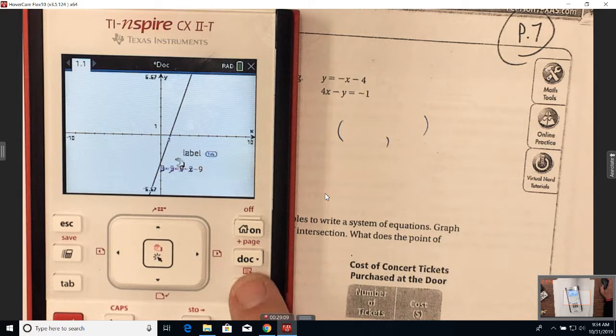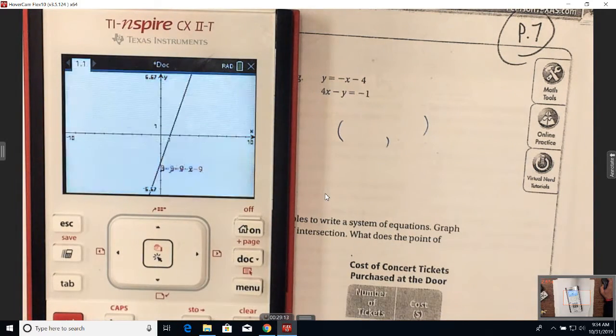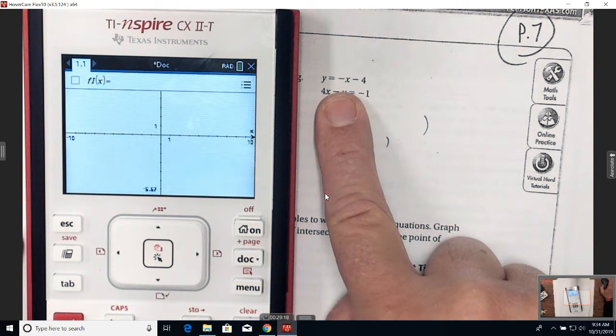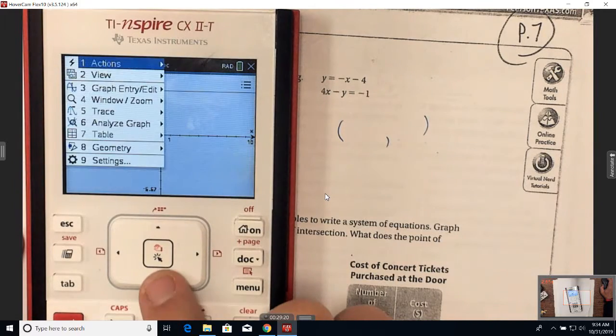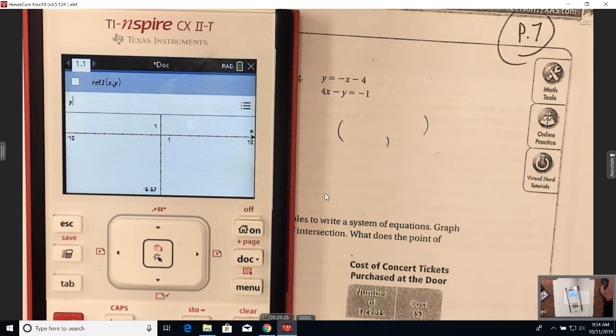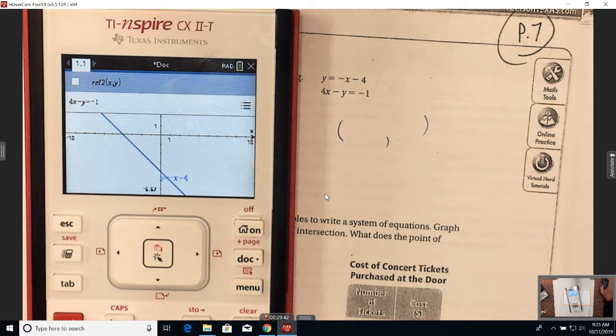So to graph this, I just go to Menu. Go to Home. Go to New Document. Don't save, and add a graph. And I want to graph this as a function or a relation. So I go to Menu, Graph Edit Entry, graph it as a relation, and then graph y is equal to negative x minus 4. And then hit Tab, and then graph this: 4x minus y equals negative 1. Right there. Just plugging it in my calculator as a relation.